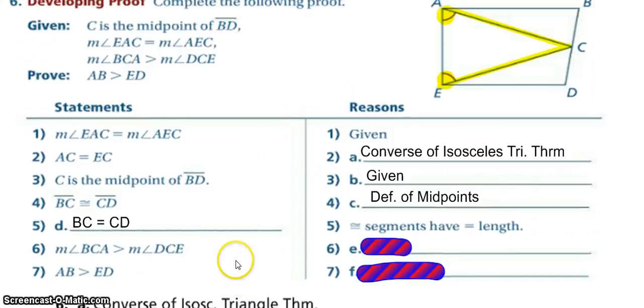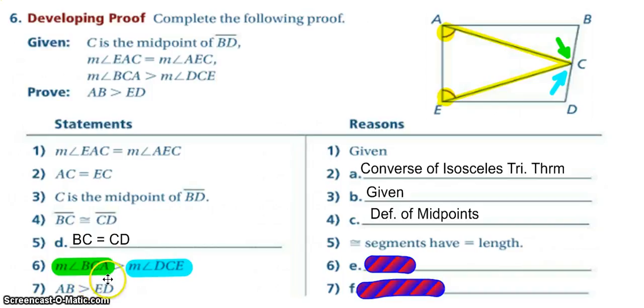Then we look at the measure of BCA. That BCA is greater than DCE, and that is more given information. So I've highlighted that up here, BCA compared to DCE. And then I can actually say that AB is greater than ED based off our Hinge theorem because I have these congruent sides here. I know that BC is congruent to CD, and I have these included angles relating the side lengths, which lets me prove what I was out to prove.